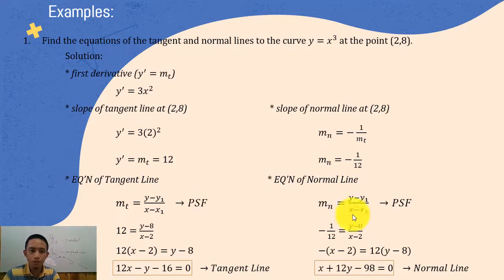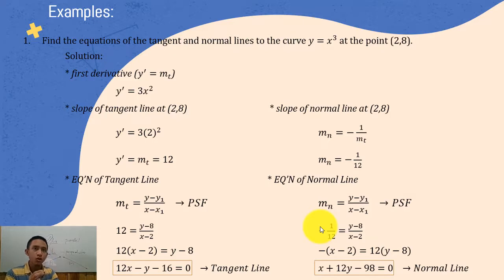So again, point slope form. But now we will be using the slope of the normal since we are finding the normal line, and the point where the two lines pass is the same, so I will be using (2, 8) also. mN will be negative 1 over 12. So again, you have the negative 1 over 12, a negative fraction. Negative means you can put the negative on top or you can put the negative below.